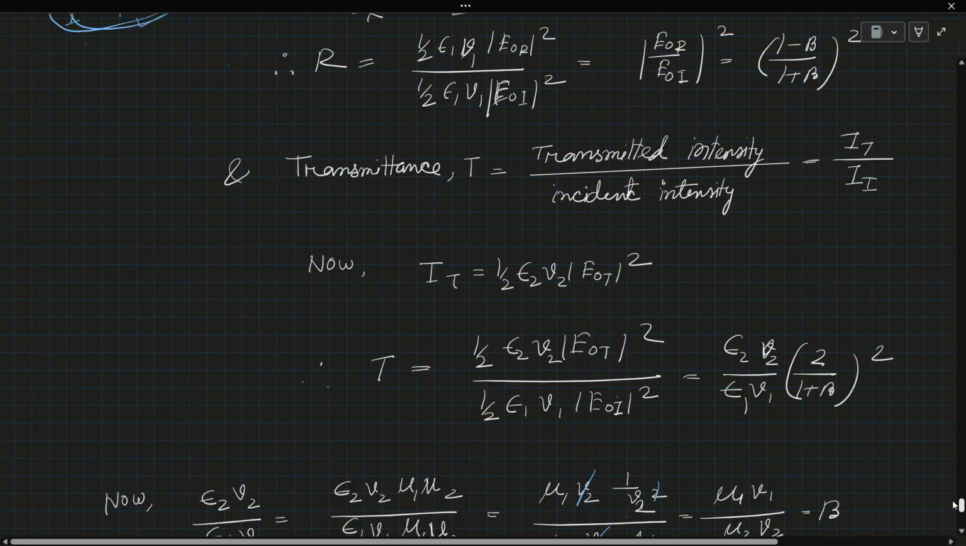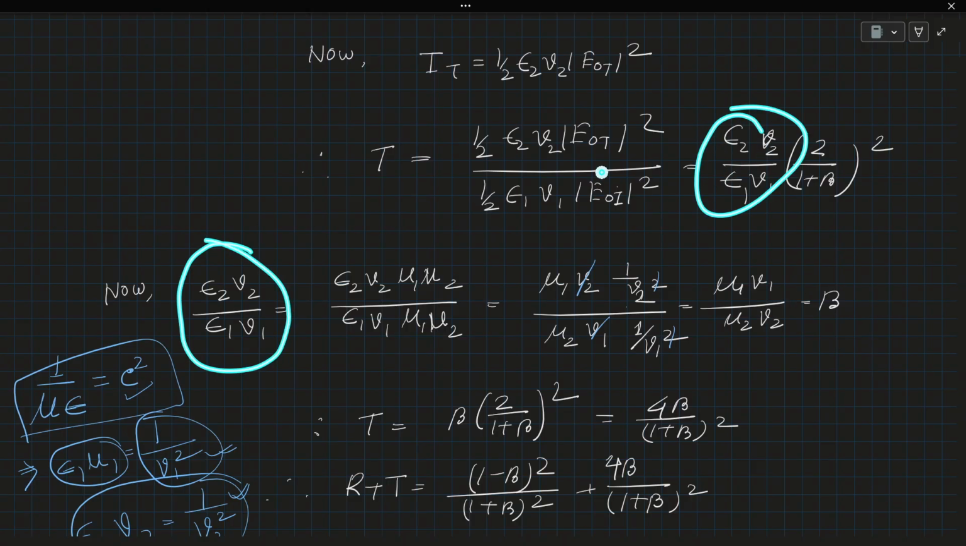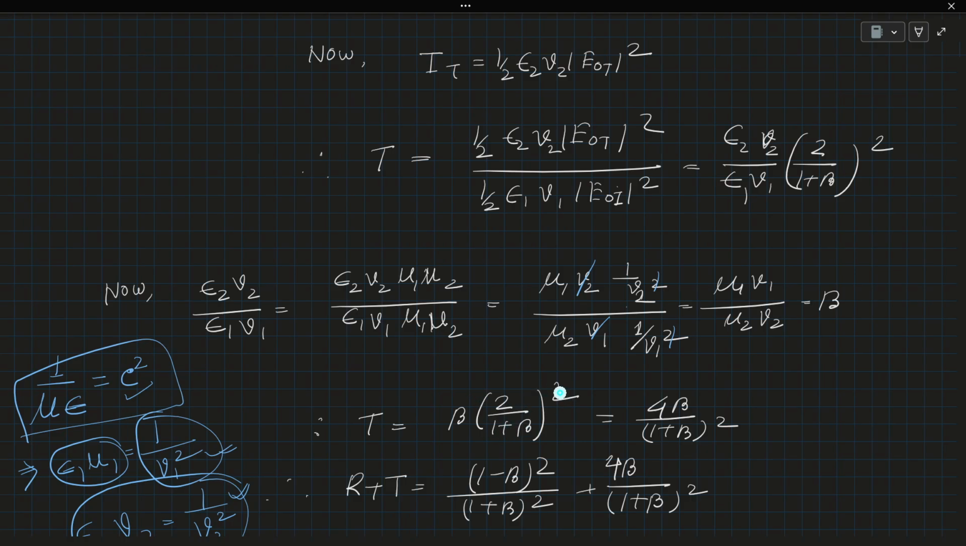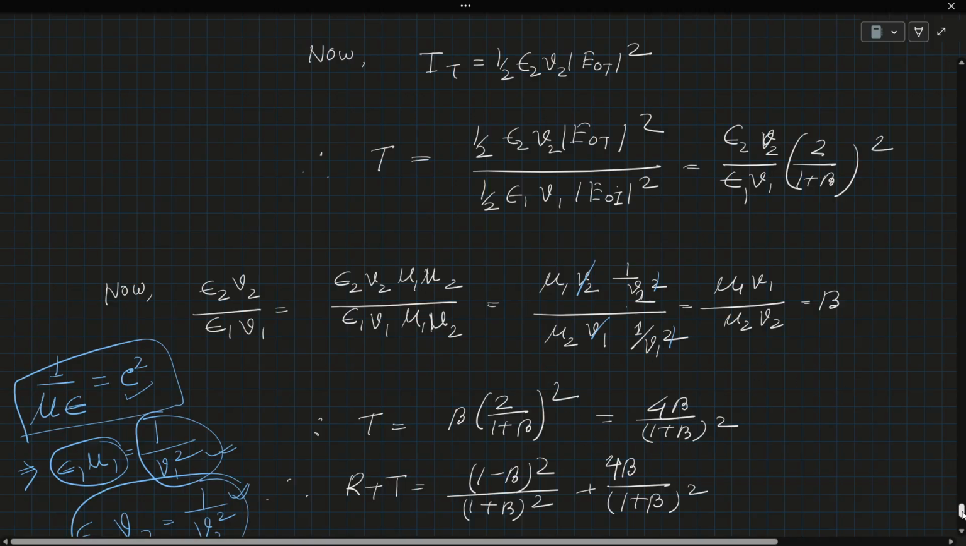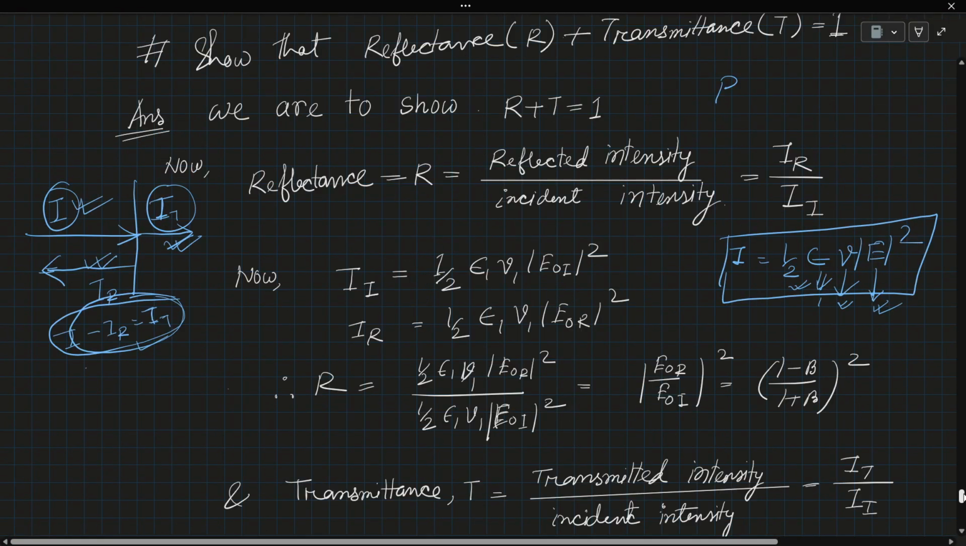So this is again beta, so I am going to replace this term by beta now. So T equals beta into 2 divided by 1 plus beta whole square, that is 4 beta divided by 1 plus beta whole square. Now what I have to show is that R plus T equals 1, that means reflectance plus transmittance equals 1. So now let's add these two terms.